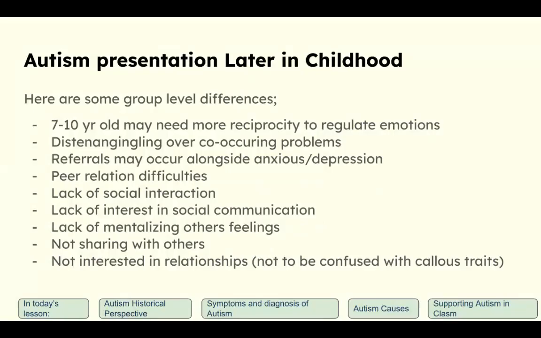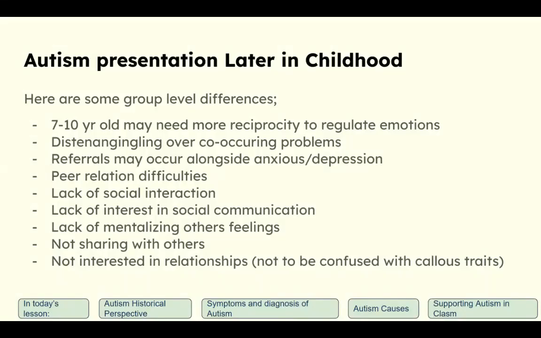Later in childhood, autism may look something like this. They may need more reciprocity to regulate their emotions, i.e. help from external sources. They might have issues disentangling co-occurring problems. Referrals may occur alongside anxiety and depression, which are commonly comorbid. Difficulties with relationships and social interactions, lack of interest in social communication, lack of mentalizing, or being able to feel and empathize with other people's feelings, and not sharing with others.